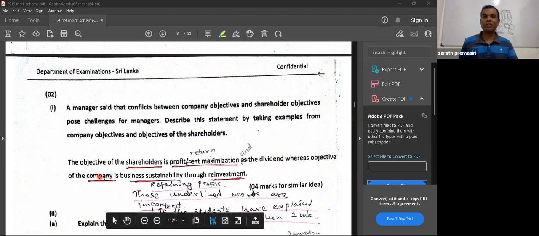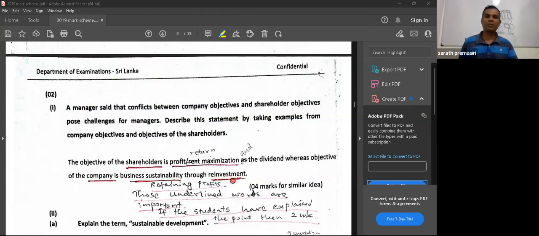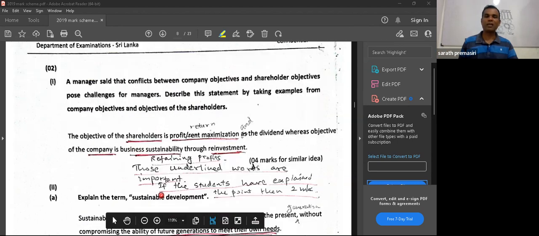Whereas the objective of the company is business stability or sustainability through reinvestment. Reinvestment. Here you see these underlined words are important. If the students have explained the points, then 2 marks. You have to explain it a bit.